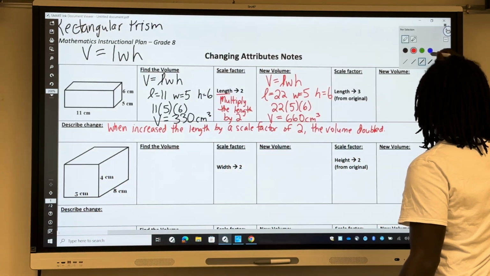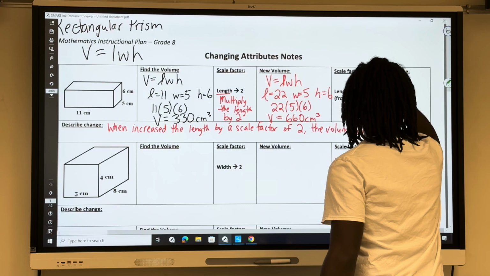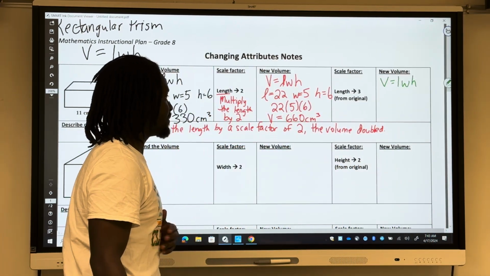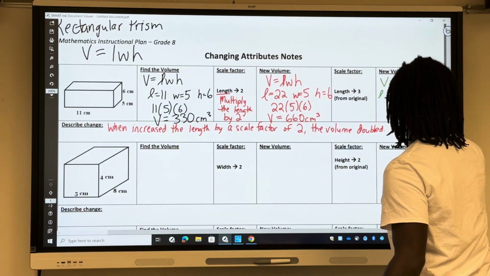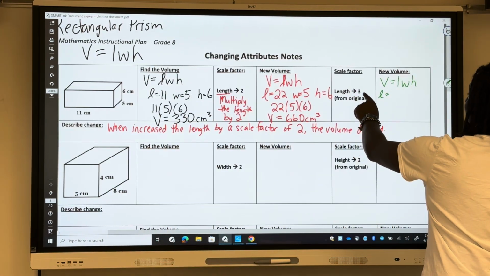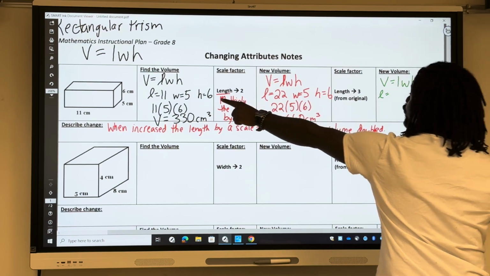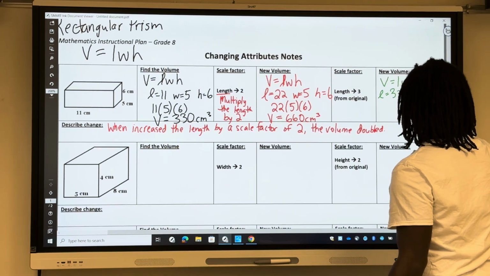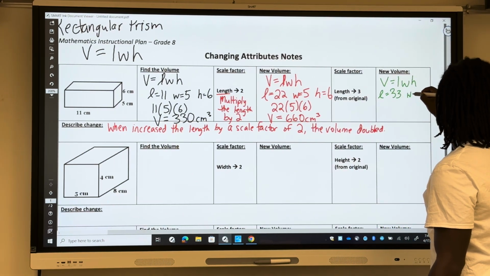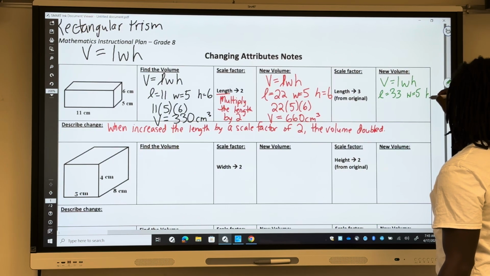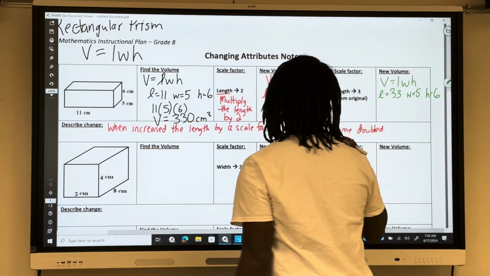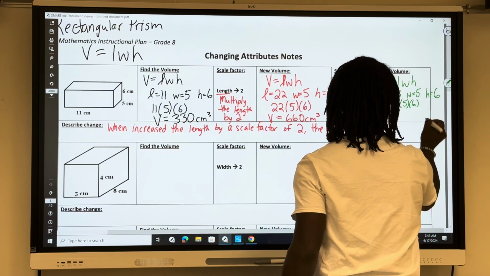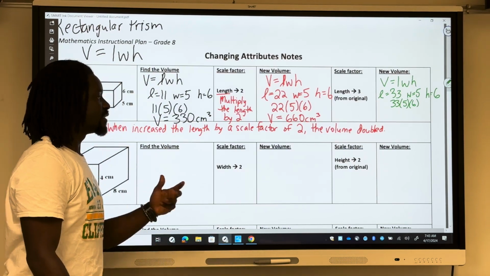So let's do that again. So start with our formula, the volume of a rectangular prism is length times width times height. Okay. Now this time my length is going to be, again, I am tripling my original. My original length was 11. Now it is going to be 33. And my width is still going to be 5, and my height is still going to be 6. And so then I'm going to multiply each of these. So 33 times 5 times 6.